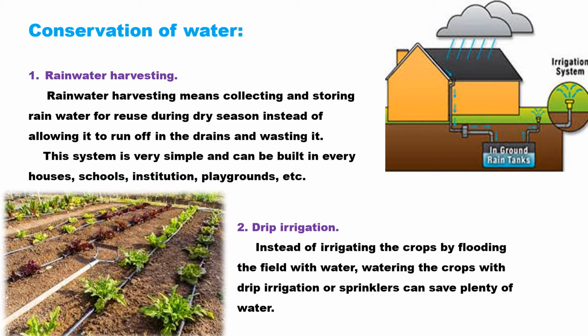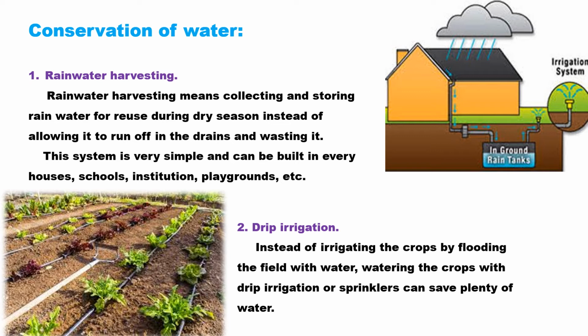90% of the water is getting wasted. So instead of irrigating the crops by flooding the field with water, we could better use sprinklers or drip irrigation so that they can save plenty of water.